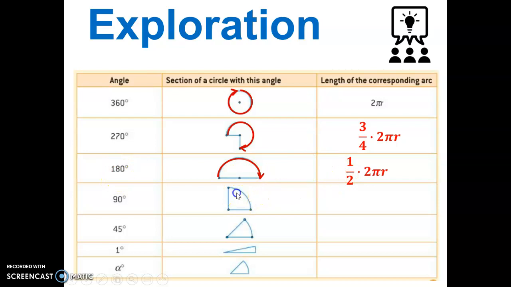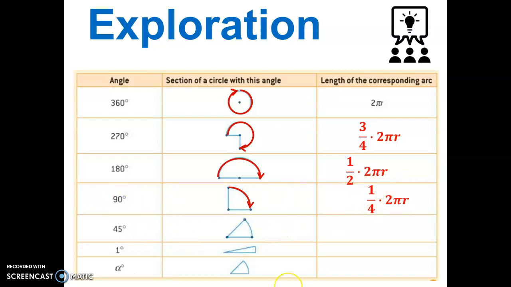Next one, now we have a 90-degree angle. This is the arc we're talking about. What portion of the circle do you have now? Well, we have 1/4 of the circle. Clearly, this is a quarter. Again, to find that quarter value, 90 over 360 gives us 1/4. So we have 1/4 of the circumference.